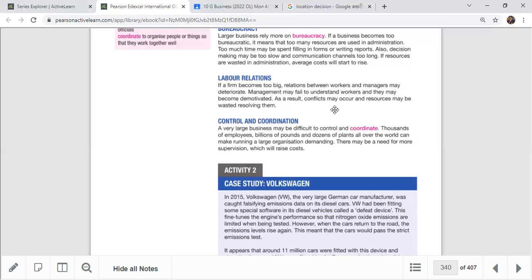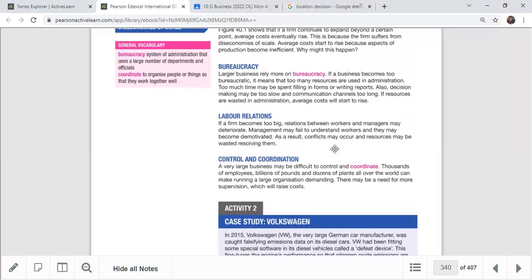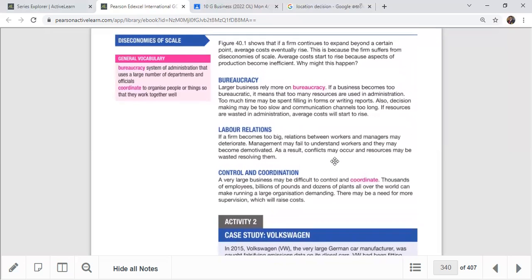Not only in the private sector but also in the public sector, we can see these things like bureaucracy, labor relations, control and coordination, sometimes corruption and political power. That we can also take, but mainly these are the three main reasons for diseconomies of scale to happen. Automatically the business will not be happy, and it will fail. That's what happens. The reasons for business failure: bureaucracy, poor labor relations, and difficult control and coordination.